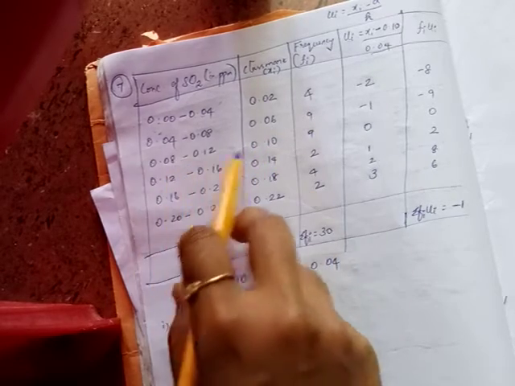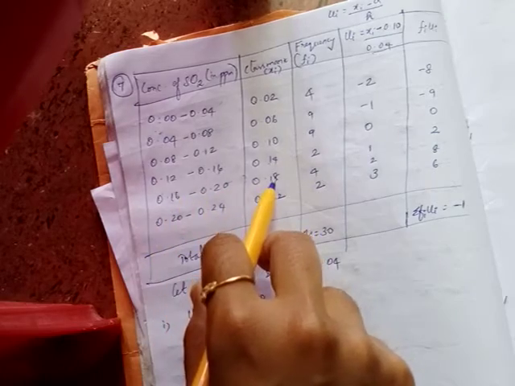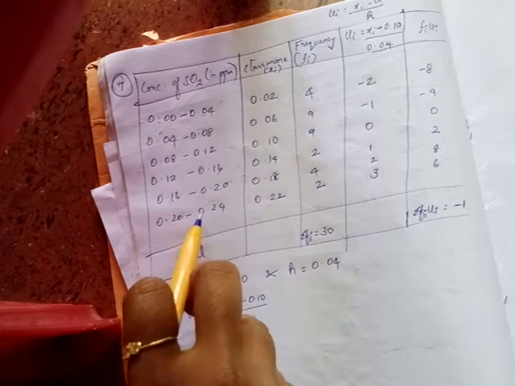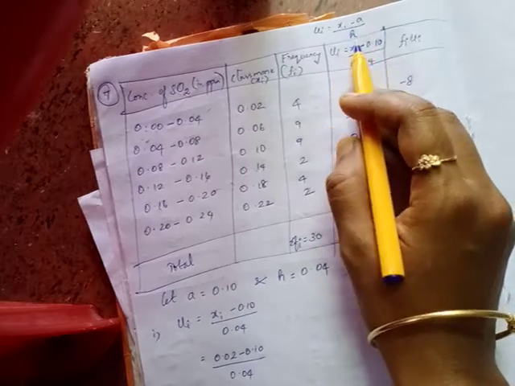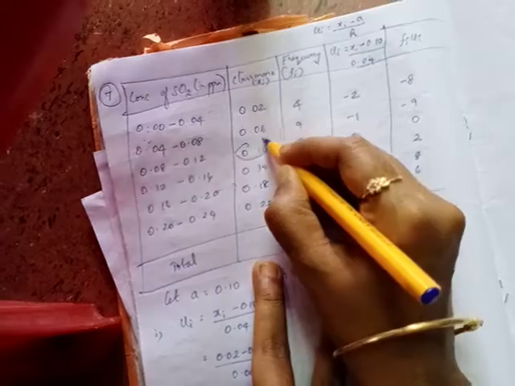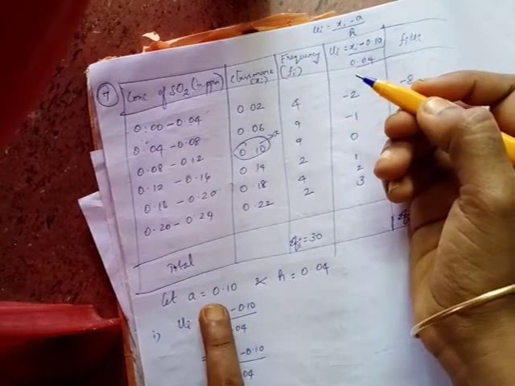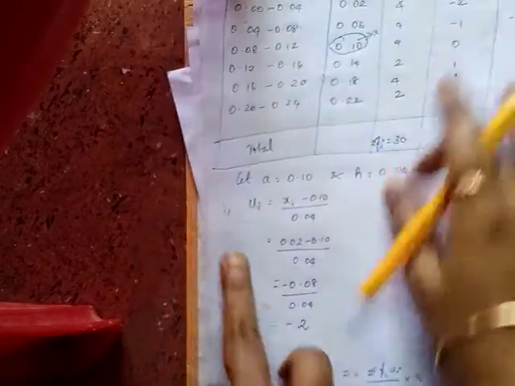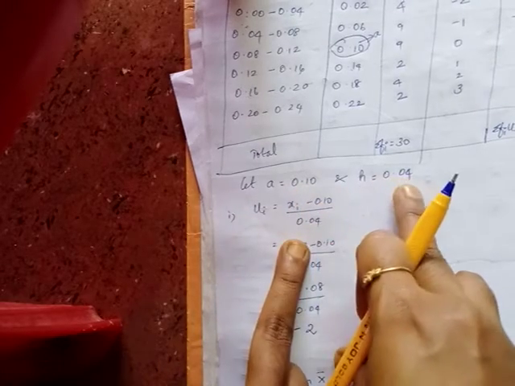Similarly, here in between value 10, here 14, here 16 to 20, in between value 18, or you can keep in mind the even numbers, then 20, then 22, then you will be getting 24. So this frequency is given. ui is xi minus a by h. Since this is an even number of values, let us keep the assumed value a as 0.10. So ui is equal to xi minus a, which is 0.10, divided by h, which is 0.04.